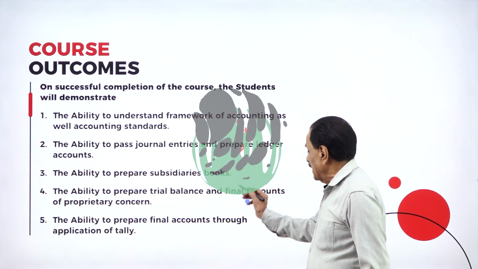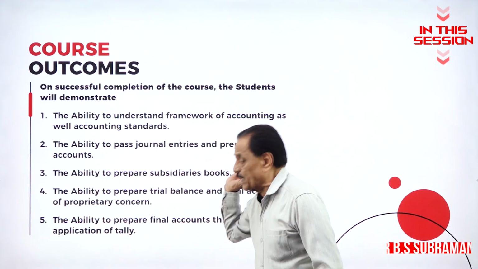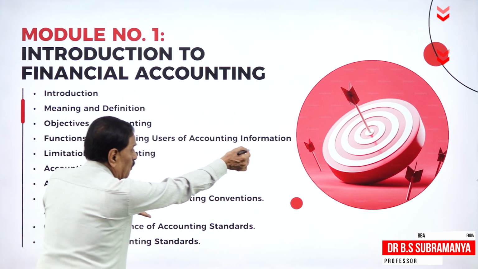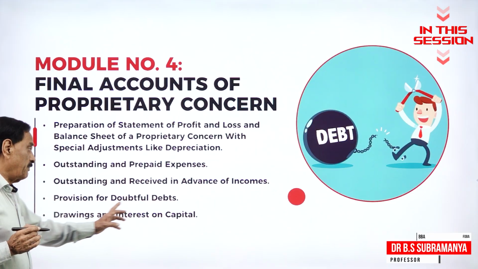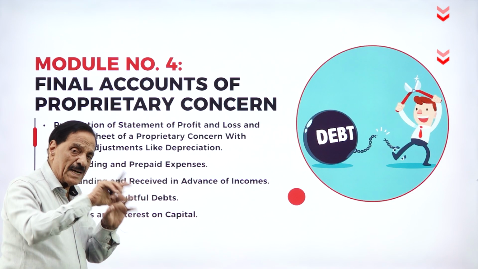Trial balance, and final accounts of proprietary single-man business. Then what are the functions of accounting? Uses of accounting information, provision for doubtful debt, which is considered as RBD, reserve for bad and doubtful debt.